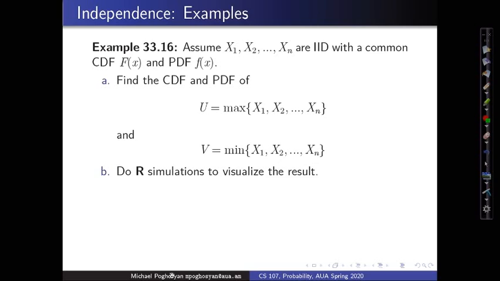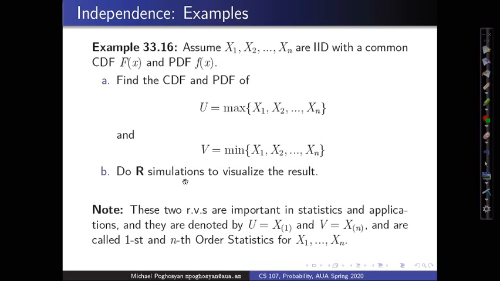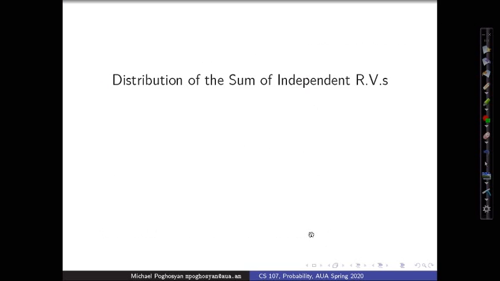Okay, let's move back to our problem. So we have solved this. These two random variables are important in statistics and applications. They are denoted by x sub 1, and the other is denoted by x sub n. And they are called the first order and nth order statistics for these numbers. Later you will learn about order statistics in a statistics course.